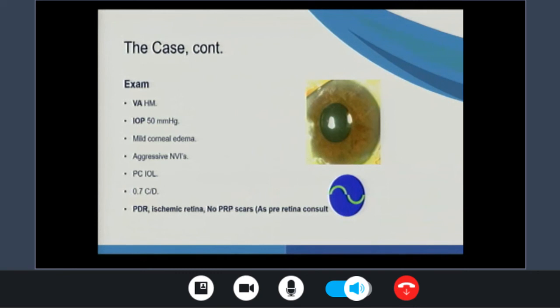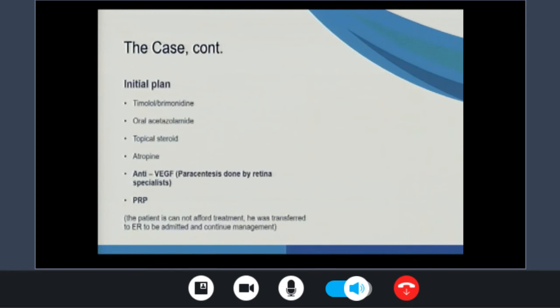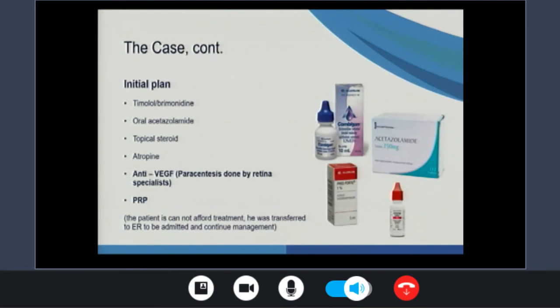Retina examination, confirmed by a retina specialist, concluded proliferative diabetic retinopathy, ischemic retina, no PRP scars. So the initial plan for the patient was topical and systemic anti-glaucoma medications, topical steroids and atropine, anti-vascular endothelial growth factor, in which paracentesis was performed by the retina specialists, and pan-retinal photocoagulation. And of note, the patient couldn't afford the price of the treatment, and thus he was transferred to the ophthalmology ER to be admitted and then to continue management through the ER.